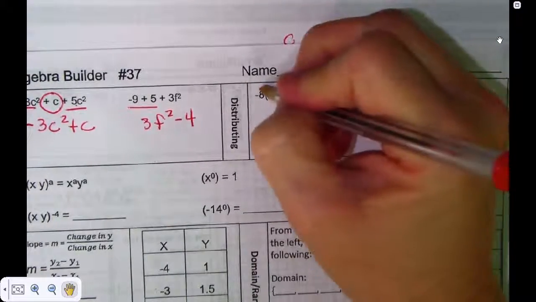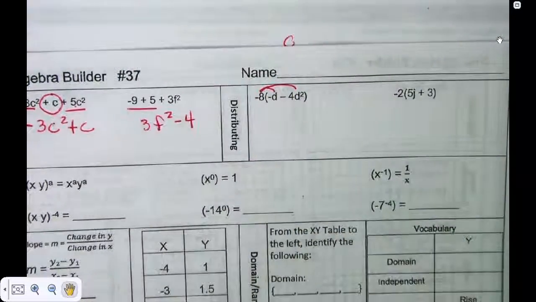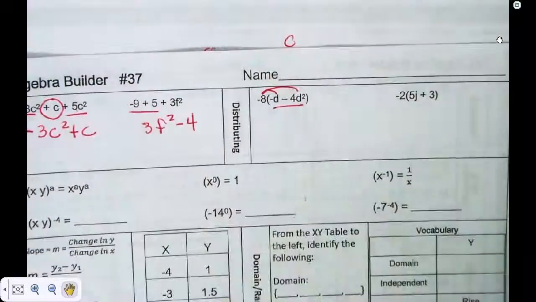We're going to multiply negative 8 times that, negative 8 times that term. That's called a binomial, bi as in bicycles, 2.